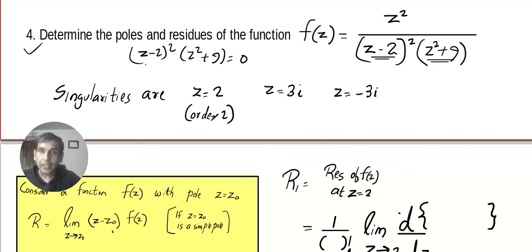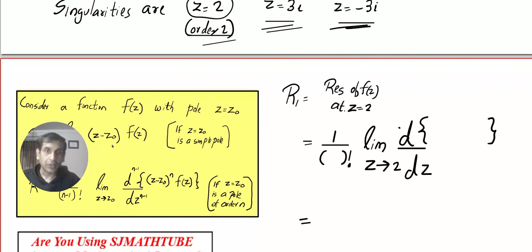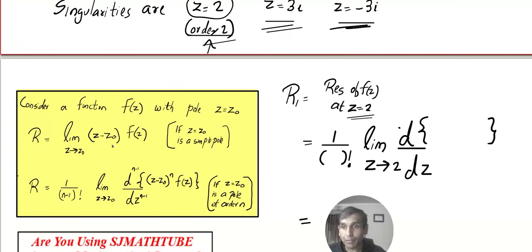And when I equated this denominator to 0, I got z equal to 2 from here, and z square equal to minus 9. z equal to plus minus root under minus 9. I hope you still remember root under minus 9 is 3i. That is how I got 3 poles. One is of order 2 and these are simple. Okay, R1 equal to residue at 2. Wait a minute, it is of order 2, not simple. That is why I kept the formula.